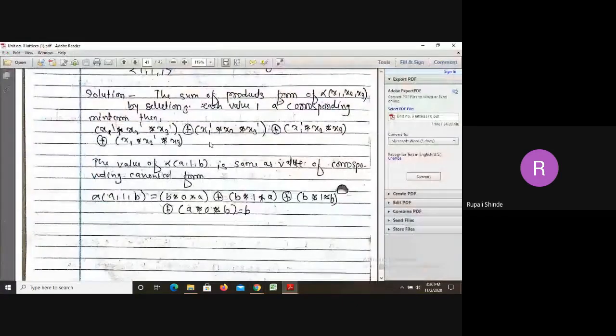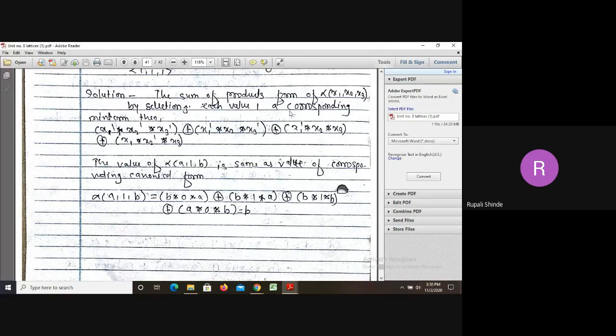So XOR x1 complement. The value of x1 is A, so A's complement is B. That is written over here. Star x2. The value of x2 is 1, that is given here. Star x3 complement. The value of x3 is B, and B's complement is A. So this second bracket is B star 1 star A.